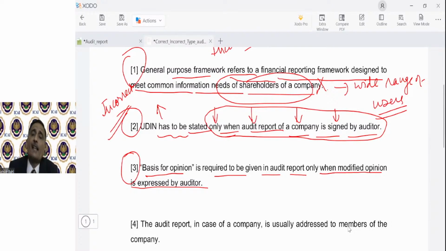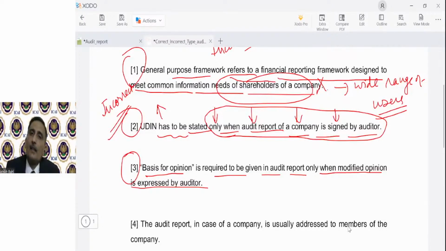Now here, what is written in the statement? In the statement, it is written that UDIN has to be stated only when the audit report of a company is signed by the auditor. Only. This would mean that in any other case where he audits, he is not required to state UDIN. But it is not true.